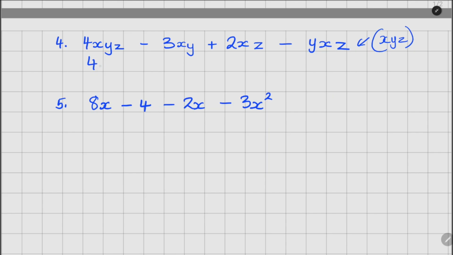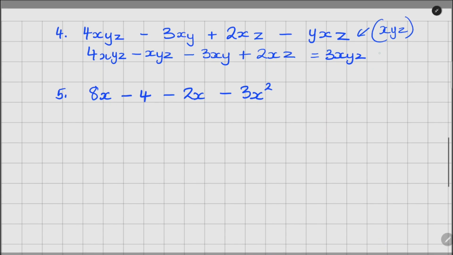We have 4xyz minus xyz minus 3xy plus 2xz. Now that we have collected our like terms, we'll observe that we have 4xyz minus xyz. That's just going to give us 3xyz.